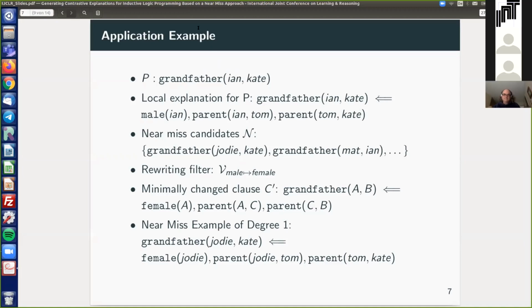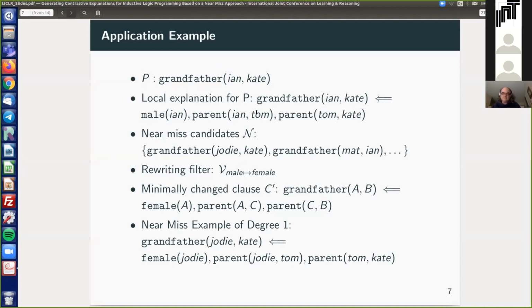Let's take that and first look at the local explanation for P. This is just a trace that you would get, for example, from Prolog. You can see that it's because Ian is male, there is a Tom, who is one generation below, and then you find Kate. So this is the local explanation.